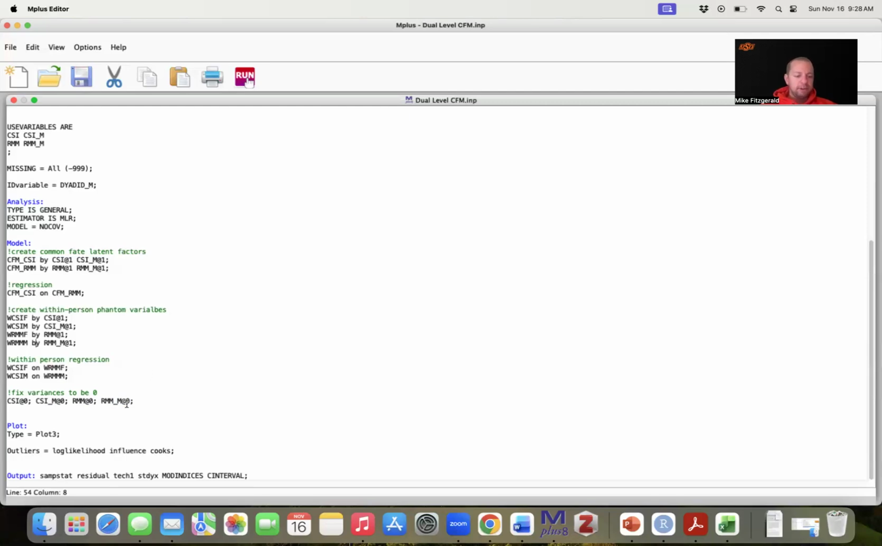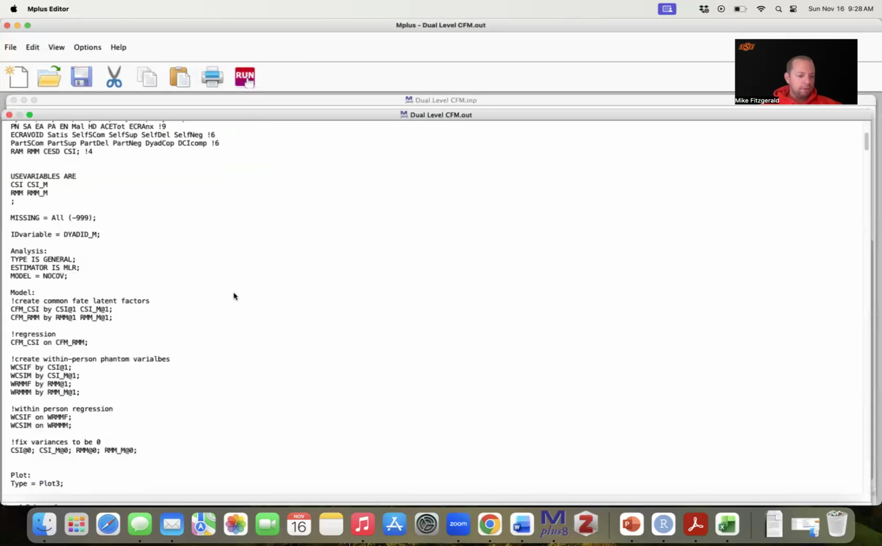If we estimated these variances, we would actually have negative degrees of freedom, and our model would not run. Okay, but essentially that's why we have our variances fixed at zero. All right, and then we have all of our typical output, our outliers, things like that. All right, we can actually go ahead and we can run this.